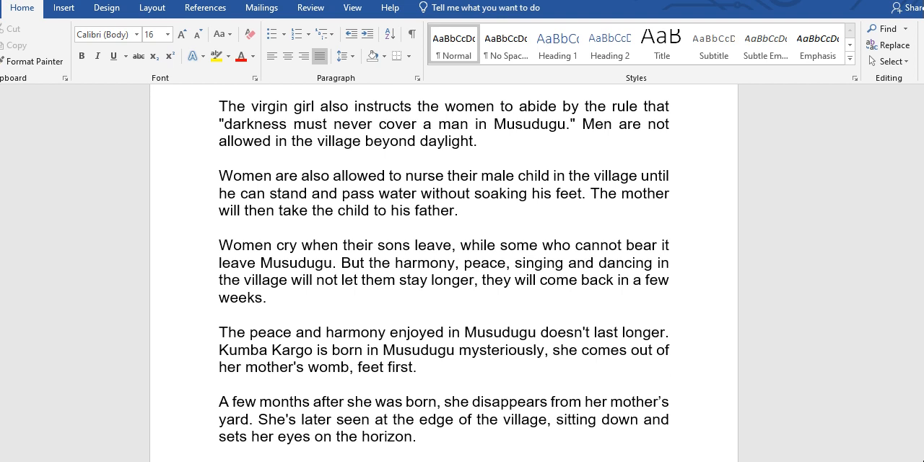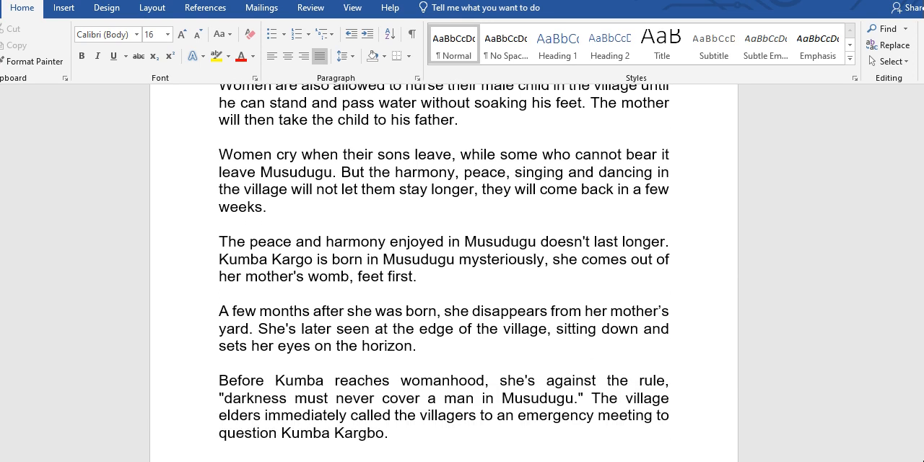Women are also allowed to nurse their male child in the village until they can stand and pass water without soaking his feet. The mother will then take the child to his father. Women cry when their sons leave, while some who cannot bear it leave Musudugu. But the harmony, peace, singing and dancing in the village will not let them stay longer. They will come back in a few weeks.